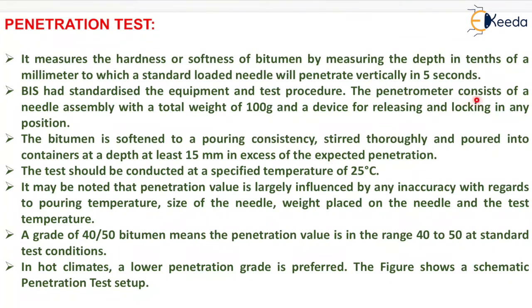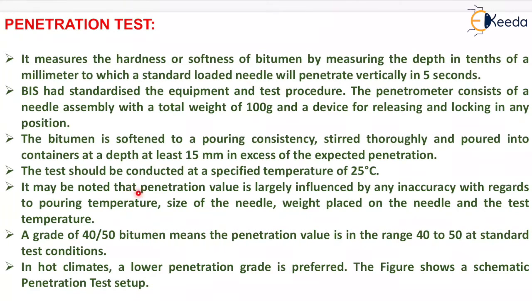The penetrometer consists of a needle assembly with a total weight of 100 gram and a device for releasing and locking in any position. The bitumen is softened to a pouring consistency, stirred thoroughly and poured into a container at a depth of at least 15 mm in excess of the expected penetration. The test should be conducted at a specified temperature of 25 degrees Celsius.